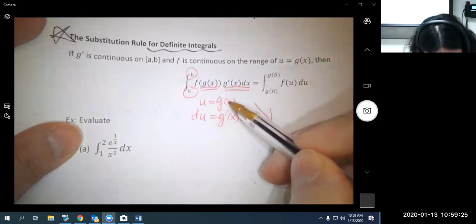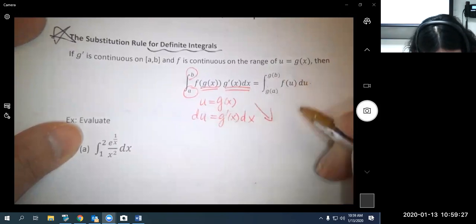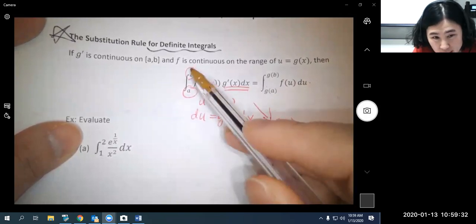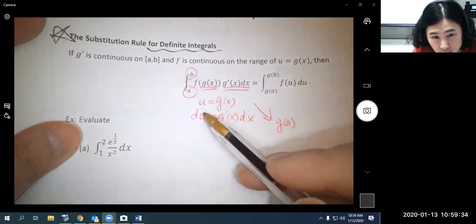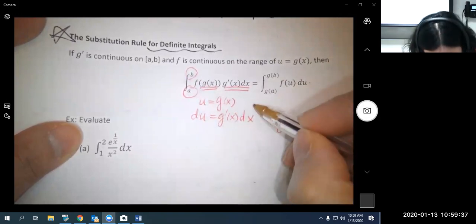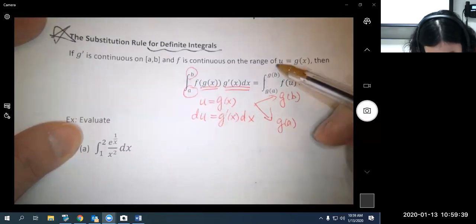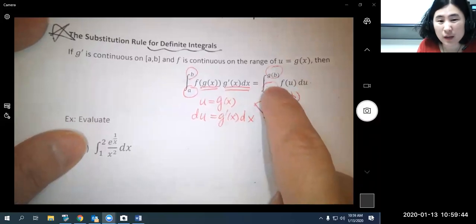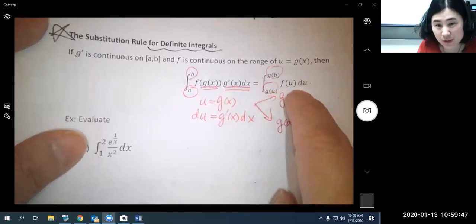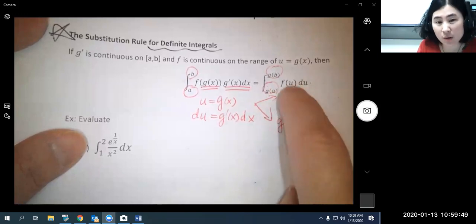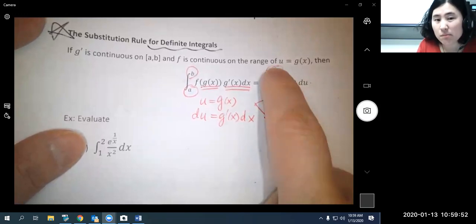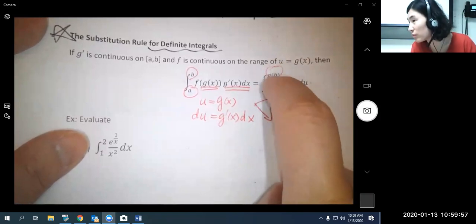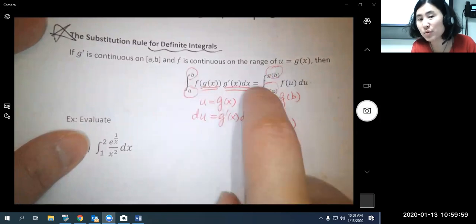When x equals a, u becomes what? G of a. When x equals b, u becomes what? G of b. So that's why we have a new integral, one new integral because there's no x anymore. This integral is only in terms of u. Make sure we change the limits for u. We're not using the original limits, we're using the new limits.